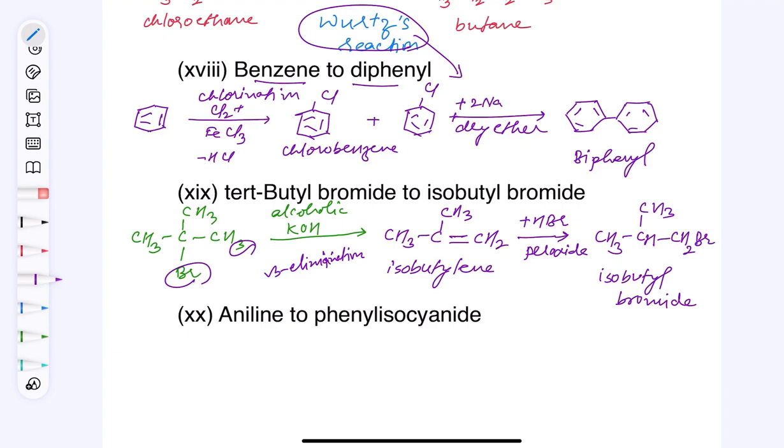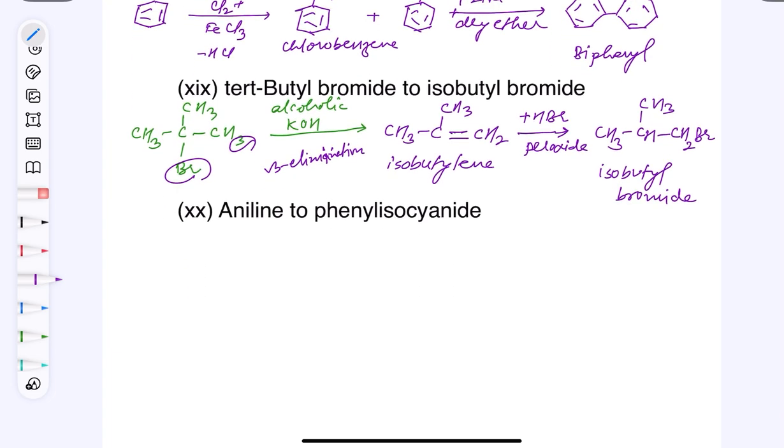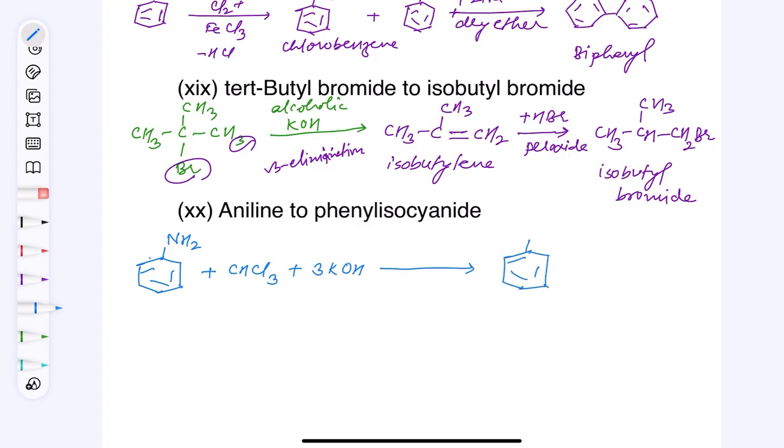Okay, fine. Now let us have a look at aniline to phenyl isocyanide. This is the last conversion. Aniline has a structure of benzene with NH2. Now you can directly prepare phenyl isocyanide by reacting it with CHCl3 chloroform and 3 KOH, and you see that the product, phenyl isocyanide, is formed, along with liberation of 3 KCl and 3 water. Now this product is your phenyl isocyanide.